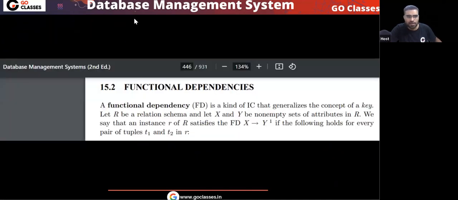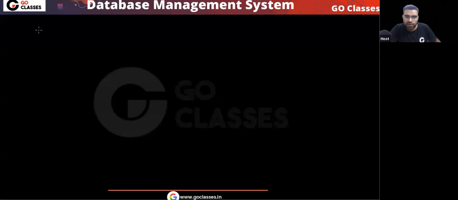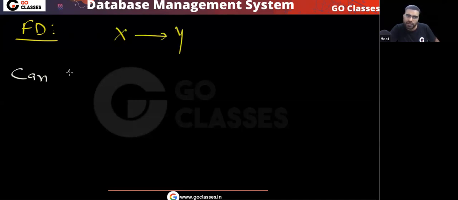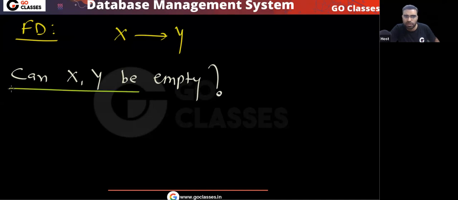Now let's see. Before we see examples, let me tell you one important thing. In the definition of functional dependency, when I say X derives Y, when you have this FD, can X comma Y be empty? Tell me. Can X comma Y be empty?